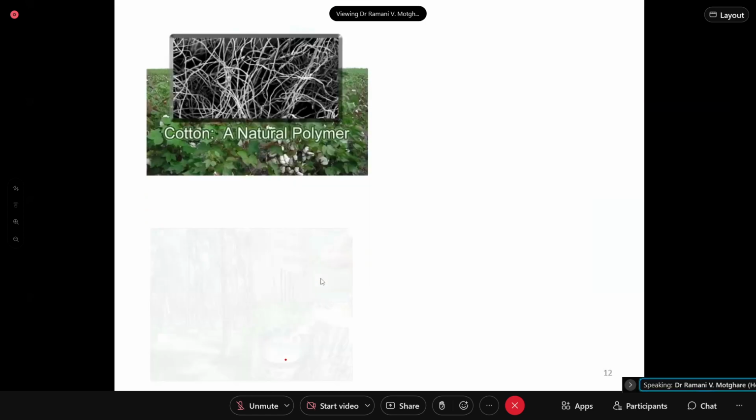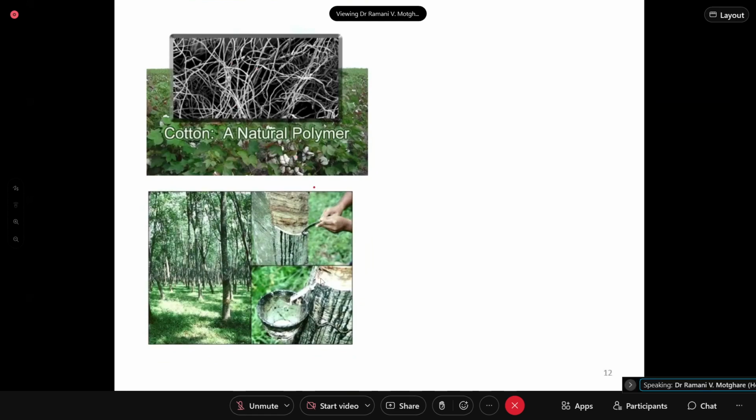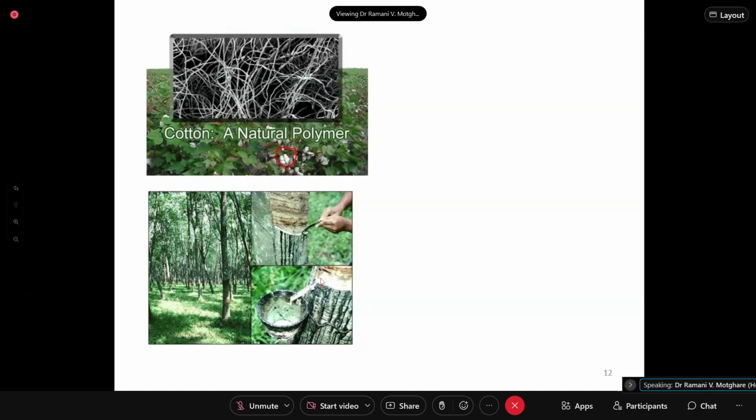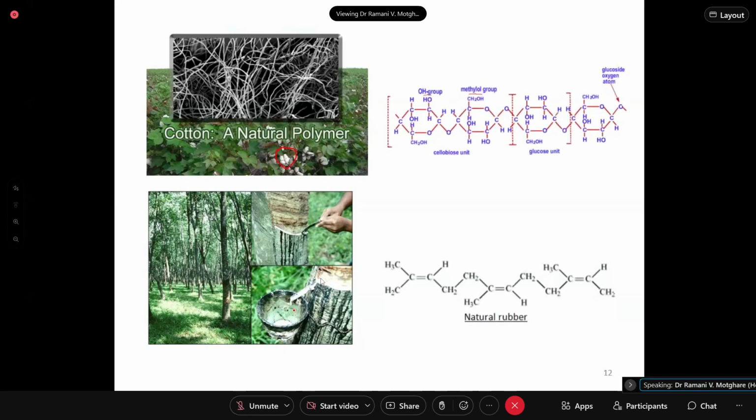Then cotton, a natural polymer. These are the cotton balls, and this is the image of the cotton fiber. Then rubber is obtained from the bark of the rubber tree, a white liquid, white milk, and that is then collected to give you natural rubber. Now, natural rubber is made of the isoprene unit, 1, 2, 3, 4, 5. Okay, so this is the isoprene part. In this case, there won't be this double bond; the double bonds are here and here. So, this is only a single bond.